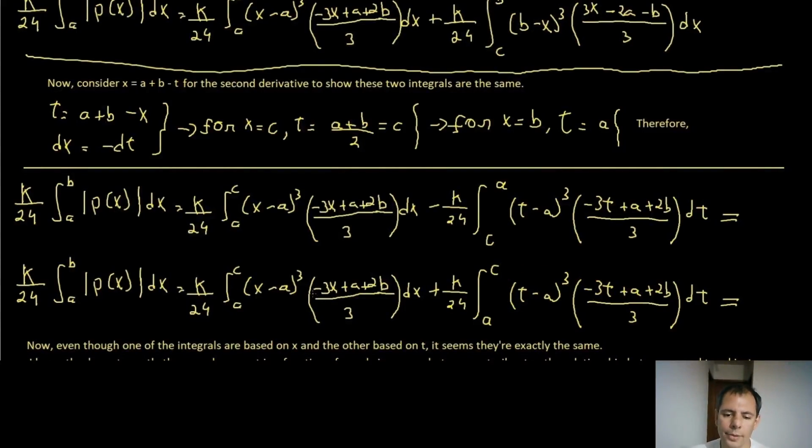Because you're changing the variable in the equation, and you're also changing the variable of integration. When you do that, it's the same stuff. Okay, look at this. x minus a, t minus a, cubed, right? Minus 3x minus 3t, plus a plus 2b, plus a plus 2b, divided by 3, dx dt.